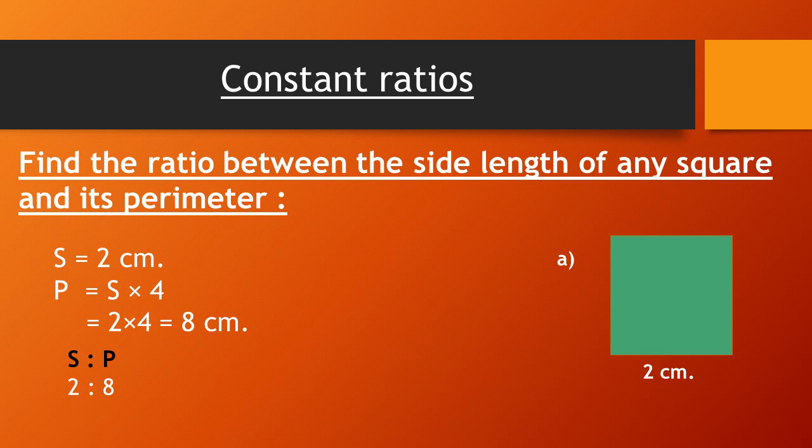We start to simplify the ratio. Divide both of them by 2 because they are even. We get the simplest form 1 to 4.